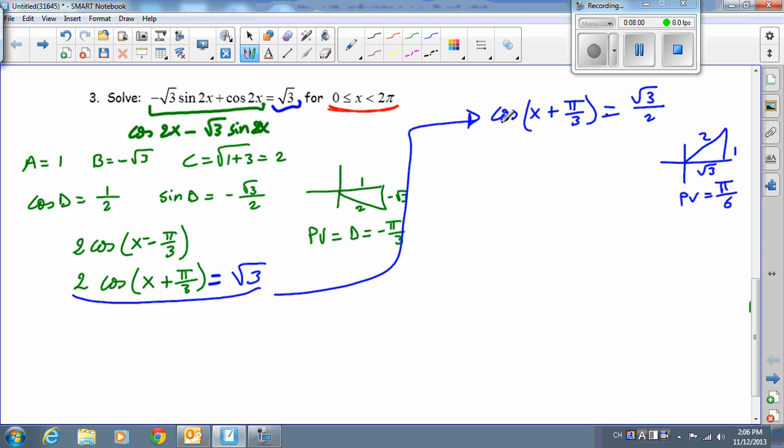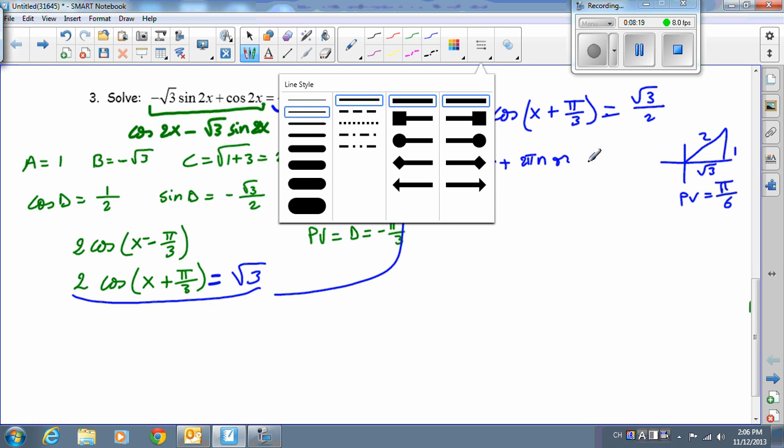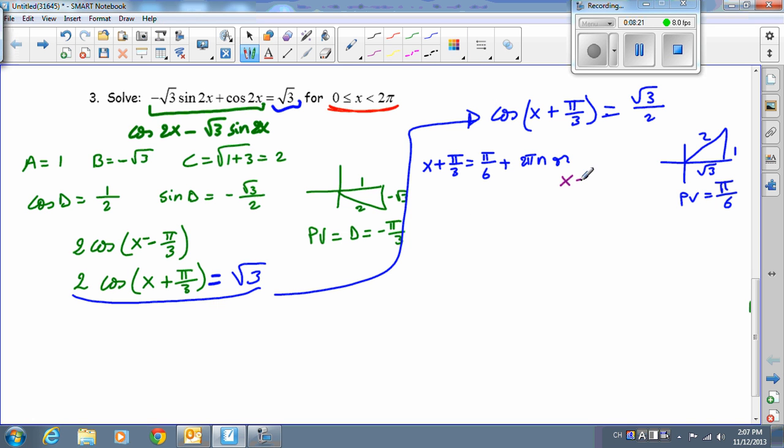So here I will say, because it's cosine, I will say x plus pi over 3 is equal to pi over 6 plus 2 pi n. Or I will write the second one in a different color, and I will say here x plus pi over 3 is equal to negative pi over 6 plus 2 pi n.